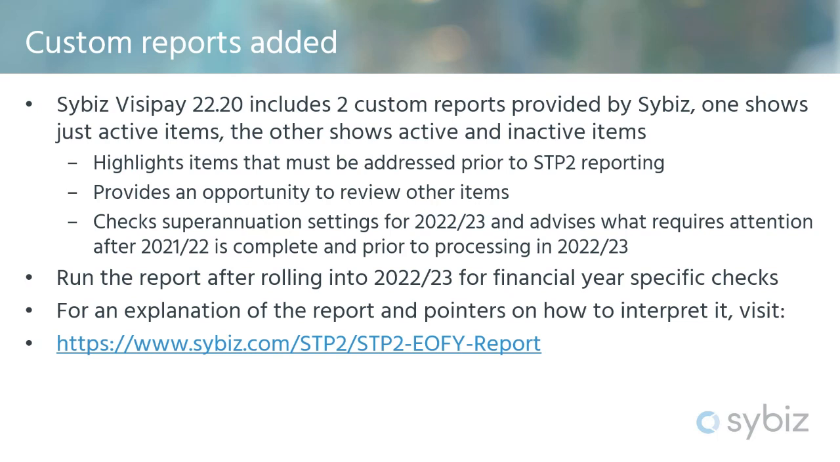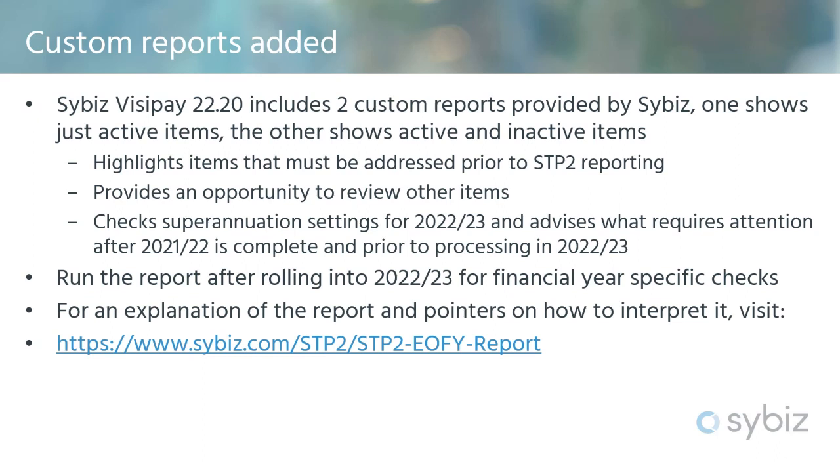In 2220, we have also added a couple of custom reports. Essentially they're virtually identical, except one just gives you the active items, and the other shows both active and inactive items. These reports highlight items that have to be addressed prior to commencing your STP2 reporting, and there's an explanation of what the report uncovers and the action that should be taken, with the link at the bottom of this slide.